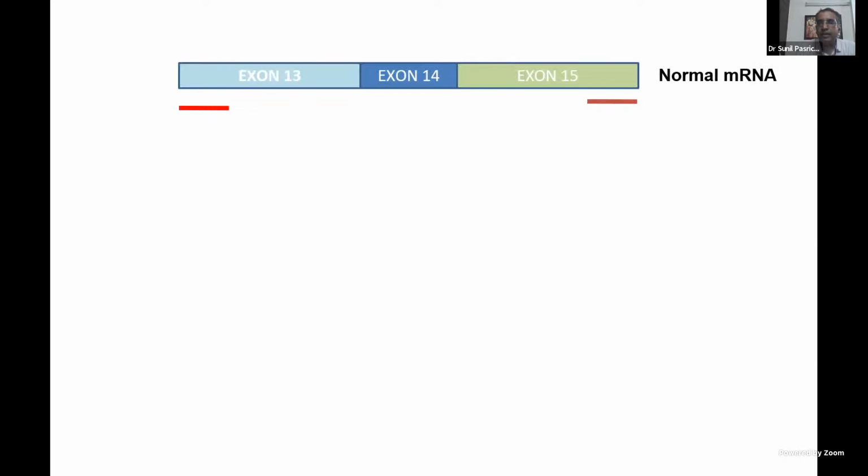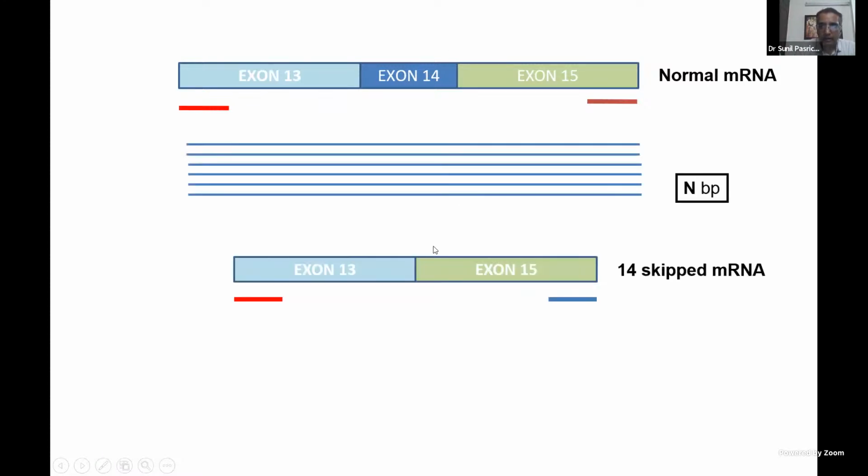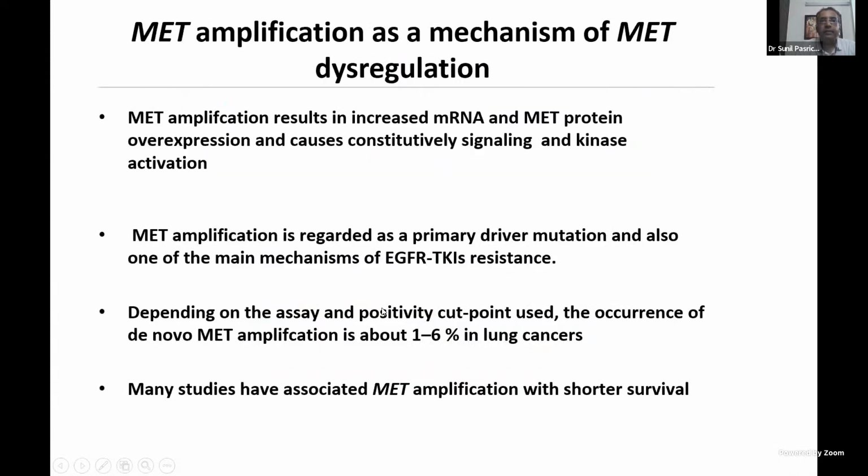So this can be explained very easily from this diagram. When there is a normal messenger RNA and exon 14 is there, we have n number of base pairs. And what happens when exon 14 is skipped? Here exon 14 is eliminated. So the number of base pairs read will be n minus 140, where the 140 is attributed to exon 14.